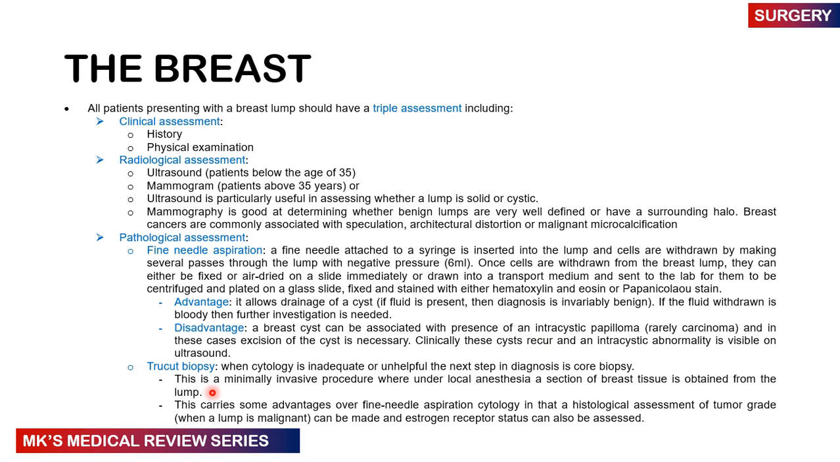Then you have a trucut biopsy. When cytology is inadequate or unhelpful, the next step is having a core biopsy. This one is minimally invasive. It can be done under local anesthesia where a section of breast tissue is obtained from the lump. The advantage of this over fine needle aspiration cytology is that histological assessment or the tumor grade, especially with lumps that are malignant, can be established. Even the estrogen receptor status can be seen. I'll show you a picture of what this actually looks like.